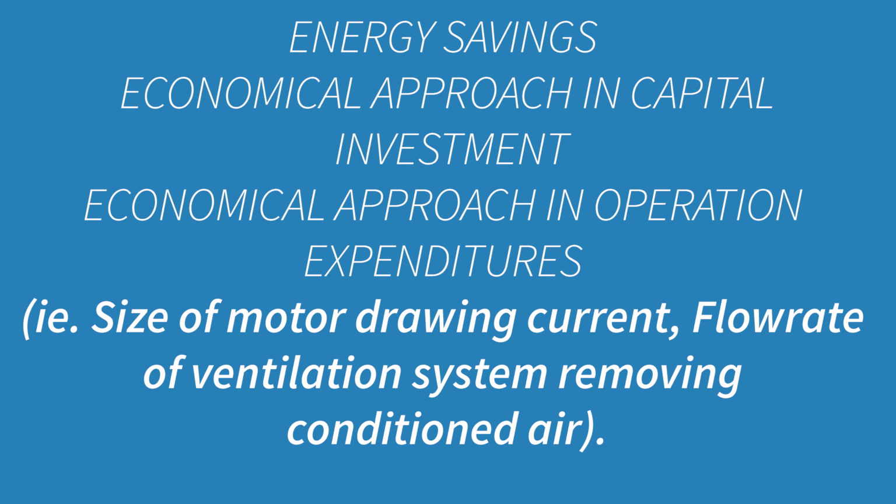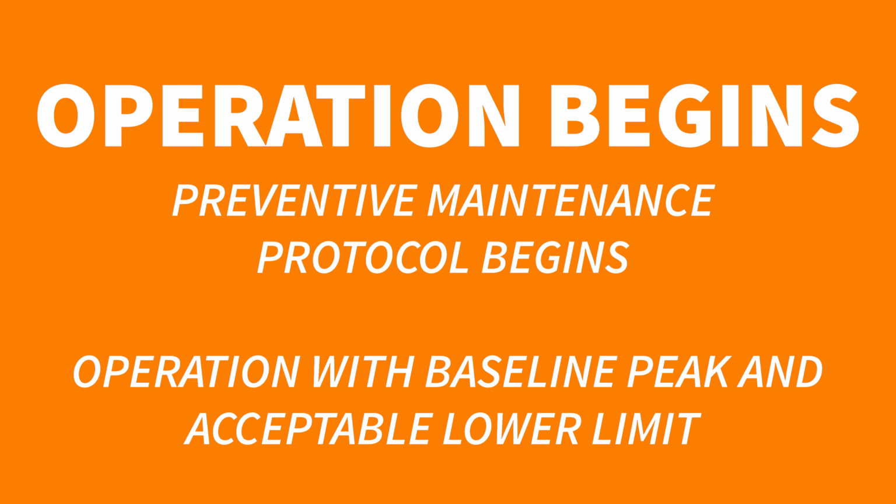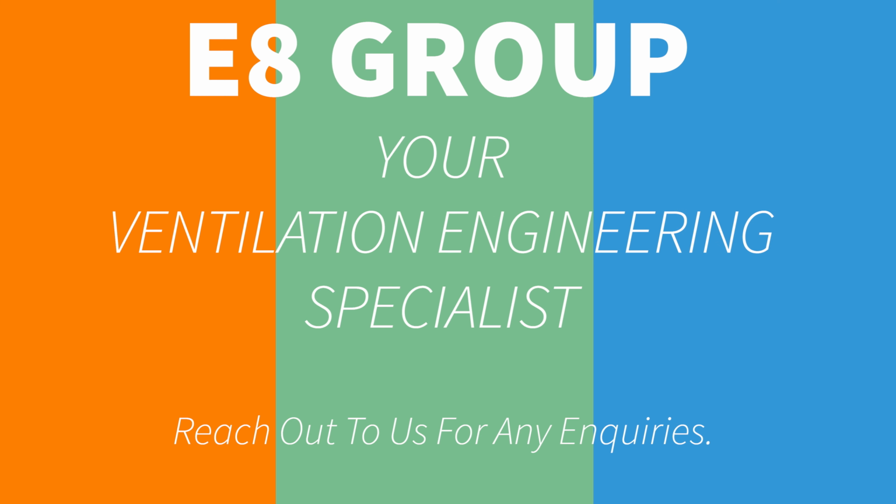The ventilation system does not run continuously without failing. So you have to maintain the operation at the baseline condition, so that it runs within the baseline condition and doesn't drop below the minimal limit. This is where preventive maintenance comes in, and we will cover this in another topic.